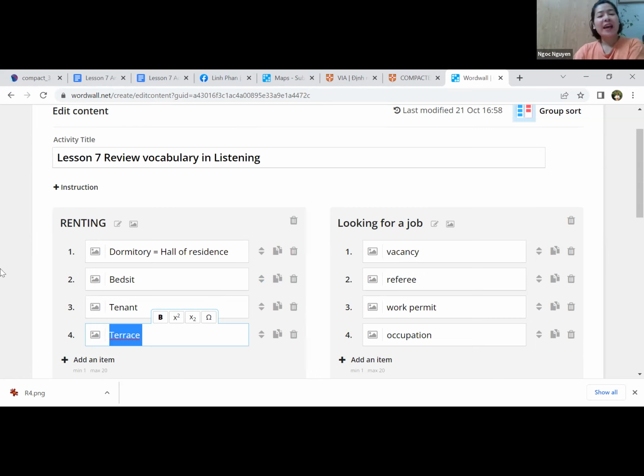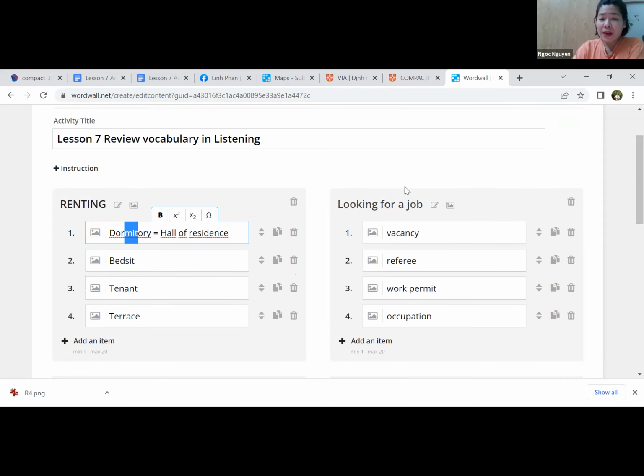Thank you, Ling. And everybody, these are just some of the words that you learned regarding the topic renting or looking for a suitable type of accommodation. Now let's move on. Let's talk about topic number 2, looking for a job or inquiring about a job, asking for information about a job. Now we have 4 words here.